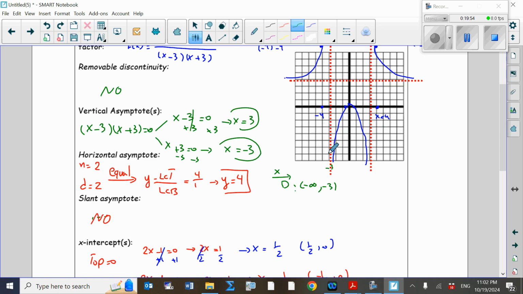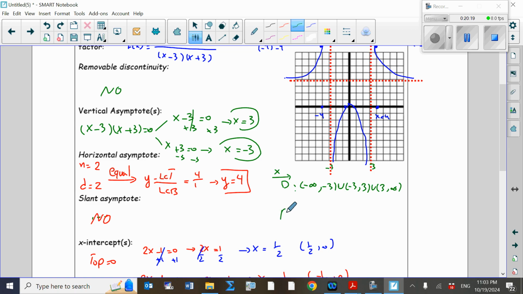At -3, we have to make it jump because the function is not defined, and continue after that. So I'm going to use this union sign, -3 to 3. Again, at 3, there is another asymptote, so we have to make another jump. After 3, everything is again defined. So it's 3 to infinity. So this is the domain.